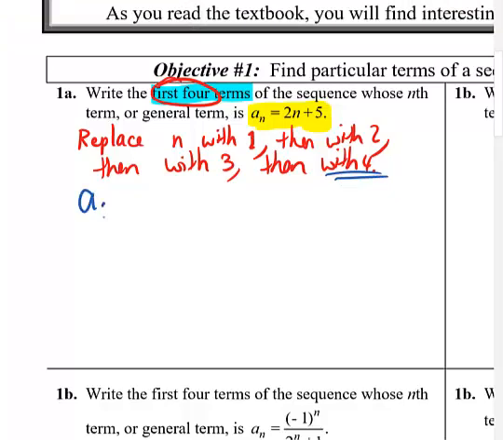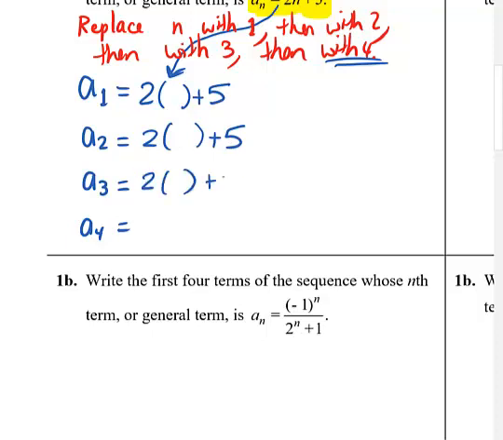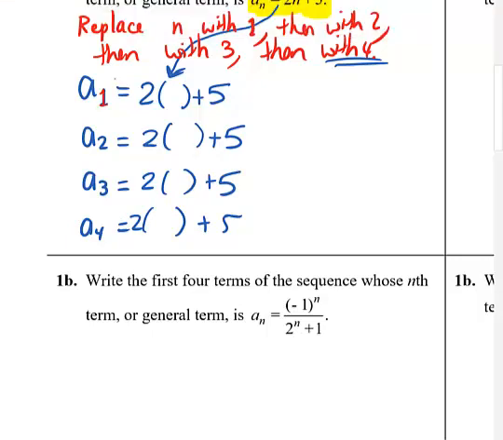So I'm going to write a, and this time I'm going to write a subscript of 1 because I'm trying to find the first term where n equals 1. And then I'll find the second one, the third one, the fourth one, and so on. So I'm going to take this function-looking thing and write 2n plus 5, but n is going to be replaced with 1, and then 2 for the second one, 3 for the third one, and 4 for the fourth one. So whatever your subscript happens to be, the little number where the n usually is, I have a sub 1, a sub 2, a sub 3, a sub 4. So I'll put in a 1, and then a 2, and a 3, and a 4.